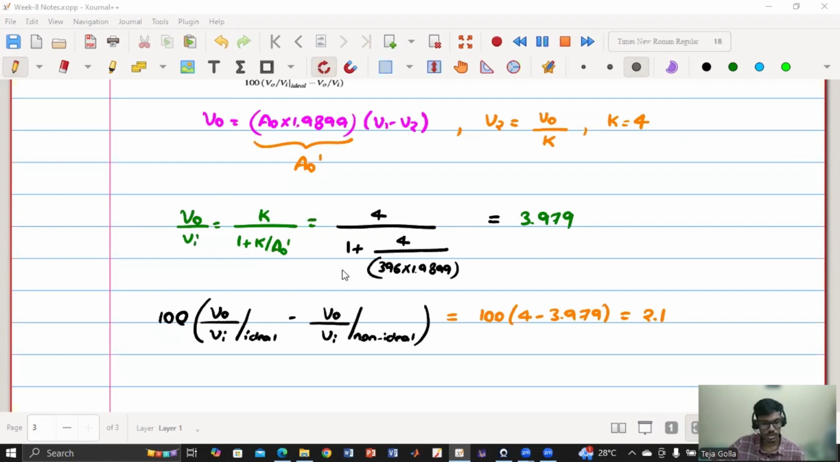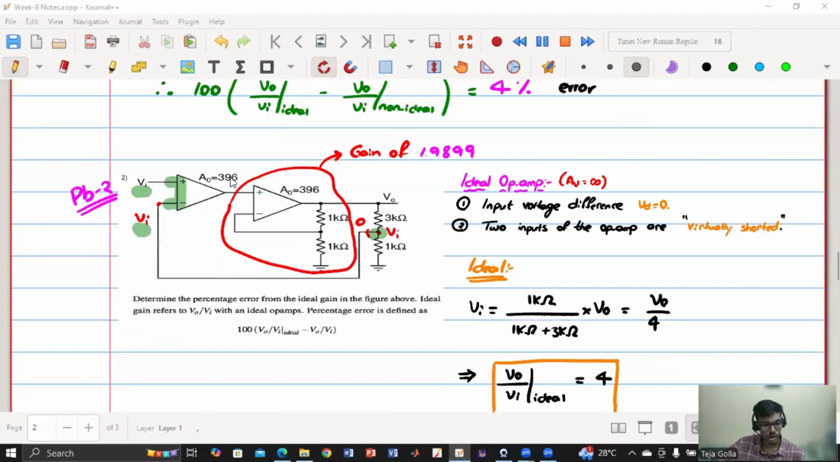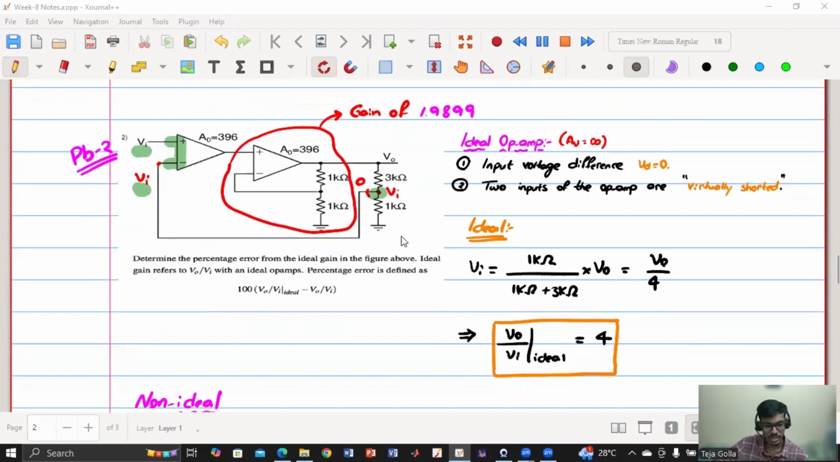So in this question, we have two gains, right? Internally one circuit is there, amplifier, and outside there is another amplifier. If it is ideal case, it is straightforward because these two are virtually shorted. And from the resistor divider circuit, I can get Vi is nothing but 1/4 times of V naught. So V naught by Vi gain is 4. It is very simple and straightforward. If it is non-ideal case, I have to start from the internal circuit.